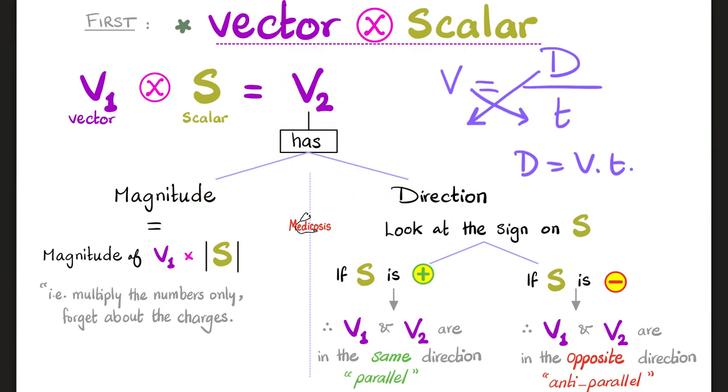But how about the direction of the resultant vector? Because as you know, a vector has a magnitude and direction. To get the direction of the resultant vector, look at the sign on the scalar. Was it a positive sign or a negative sign? If it was a positive sign, then the resultant vector is in the same direction as the original vector. In other words, both of them are pointing towards the same direction, which means both of them are parallel. But if the sign next to the scalar is negative, it means that the resultant vector is moving in the opposite direction to the first vector, which means they are anti-parallel to one another.